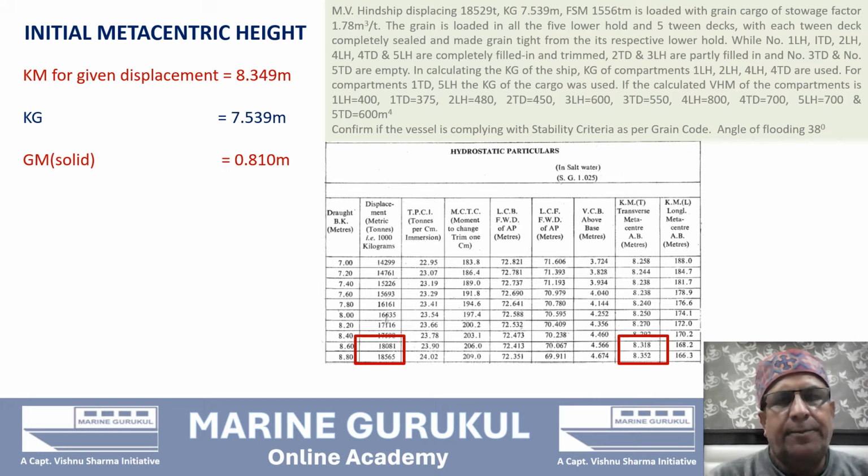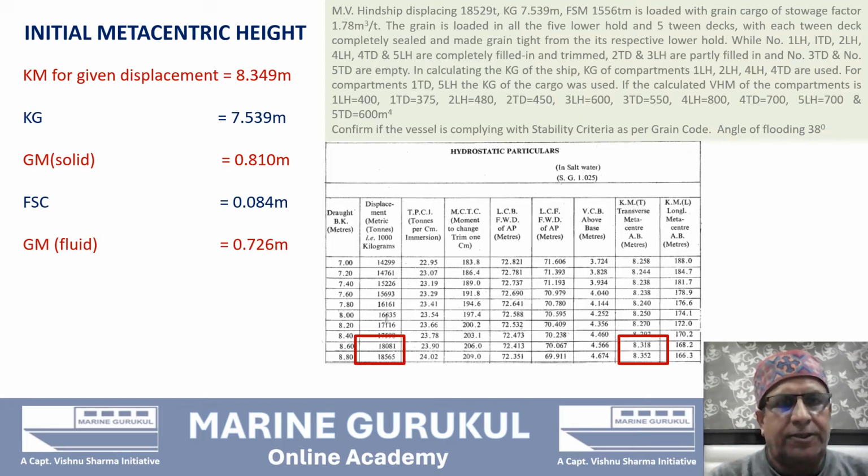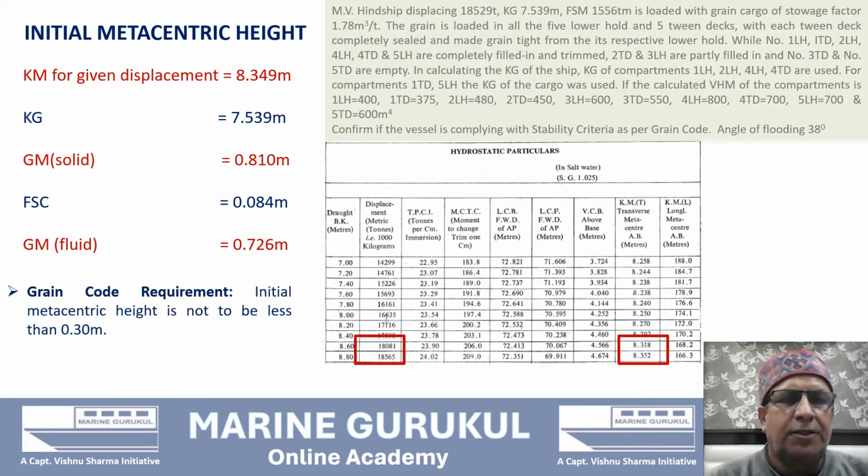We have the FSM and displacement. We can calculate the FSC. FSC is 0.084 meters, giving us the GM fluid, the initial metacentric height fluid. That means initial metacentric height after allowing for the free surface effect of the tanks. GM fluid is 0.726 meters.